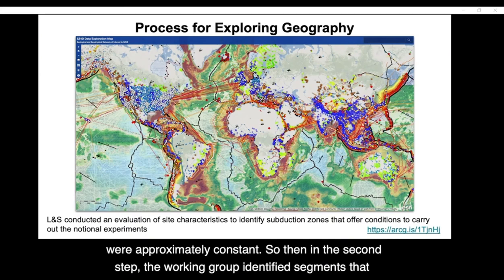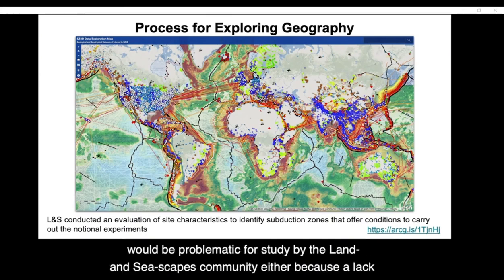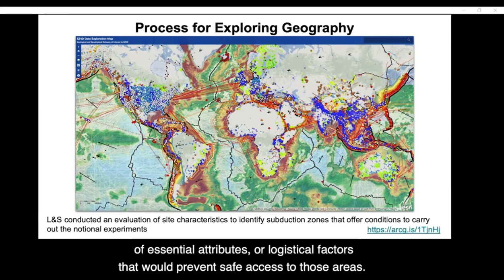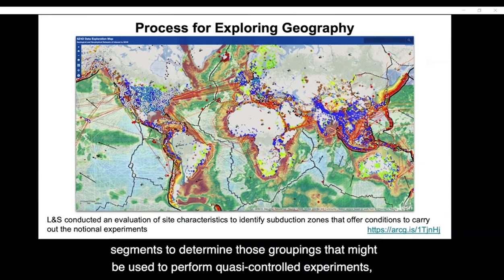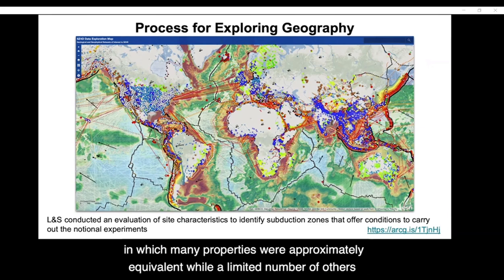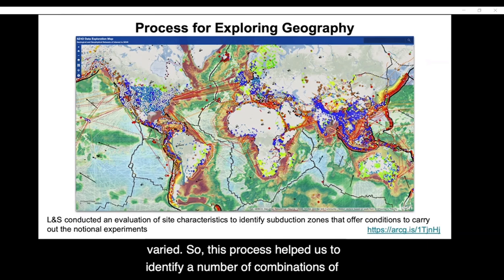So then in the second step, the working group identified segments that would be problematic for study by the land and seascapes community, either because of lack of essential attributes or logistical factors that would prevent safe access to those areas. So then in a third step, we mapped our notional experiments onto sets of these subduction zone segments to determine those groupings that might be used to perform, quote, quasi-controlled experiments in which many properties were approximately equivalent, while a limited number of others varied.